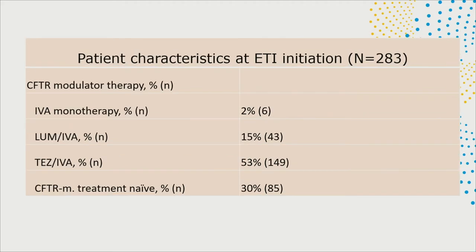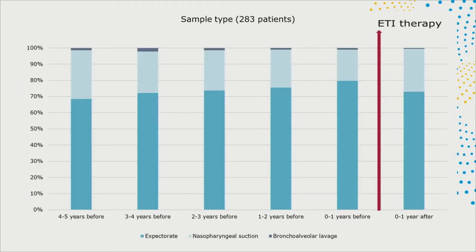This is an overview of the pre-ETI modulator therapy, where you can see that around 30% of our patients were modulator therapy naive when they started treatment. This is an overview of the sample types that we do in the clinic. We don't do oral swabs, but we are very active with the nasopharyngeal suction. Again, this is patients above 12 years of age. These are the developments in sample types from the clinic 5 years prior to and 1 year after ETI therapy.